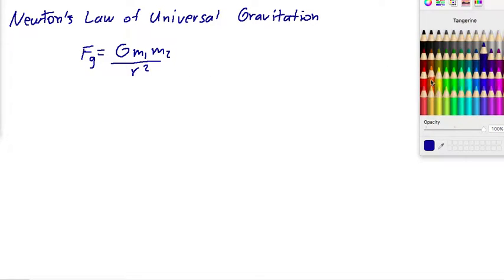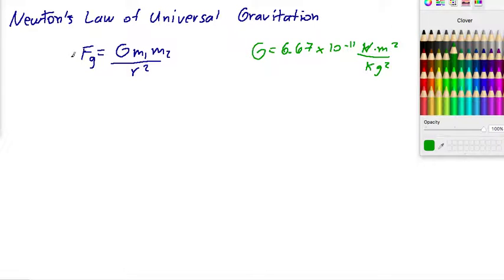And all that means is that big G, as we can call it here, is just a known constant which takes the value of 6.67 times 10 to the negative 11 newtons times meter squared over kilogram squared. Mass 1 is your Earth or you as a person, and mass 2 is the same thing. Radius is the distance between two objects.